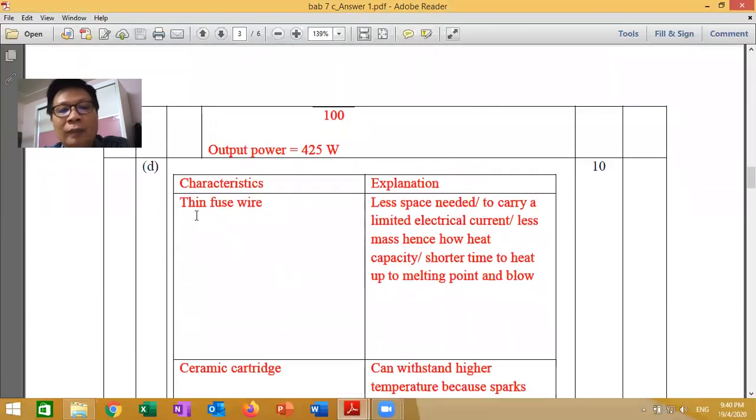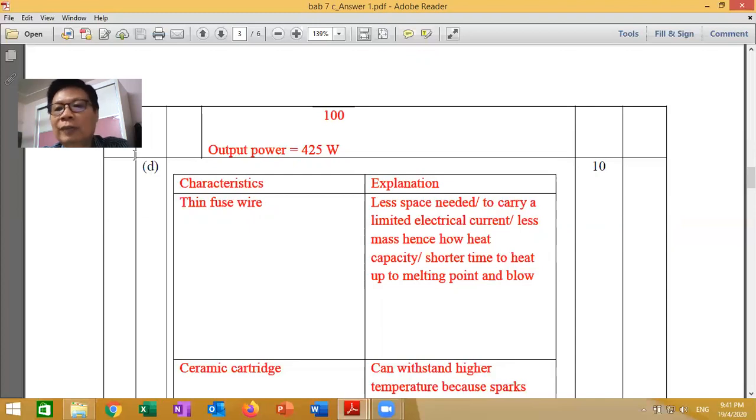The first one, the wire must be thin. Thin fuse wire. The reason is less space, the cartridge must be as small as possible. To carry a limited electrical current it must be very thin, with high resistance, less mass and low heat capacity, so a shorter time to heat up to the melting point and melt. So the reason for choosing thin fuse wire is higher resistance, very fast to get hot, shorter time to heat up to the melting point, then cut off the current and blow.